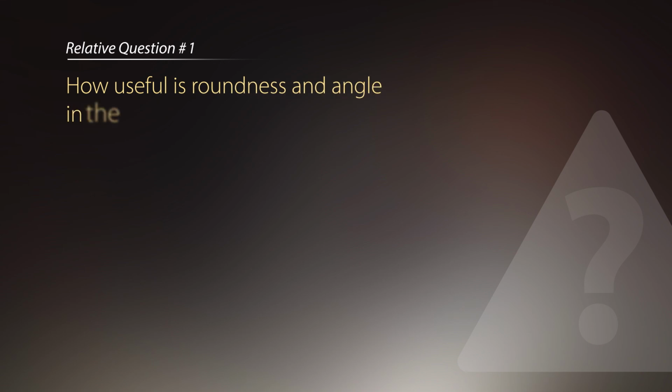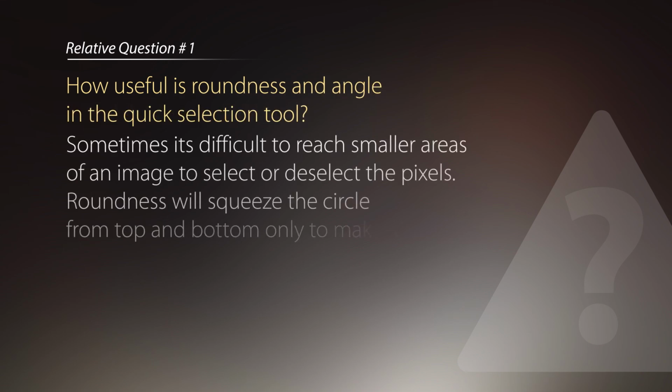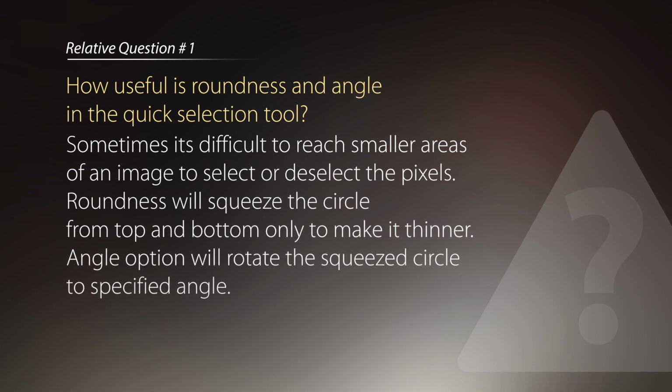So the question which I can think of is, how useful are roundness and angle in the Quick Selection tool? Sometimes it's difficult to reach smaller areas on an image to select or deselect the pixels. Roundness will squeeze the circle from top and bottom only to make it thinner. The angle option will rotate the squeezed circle to a specified angle.